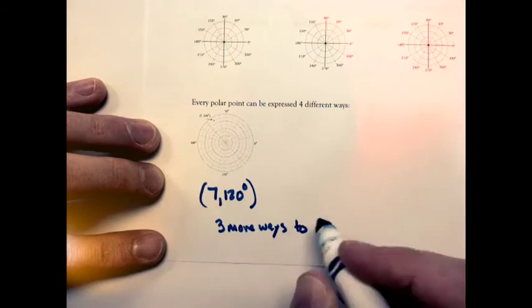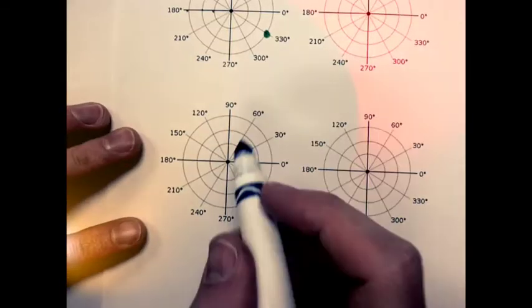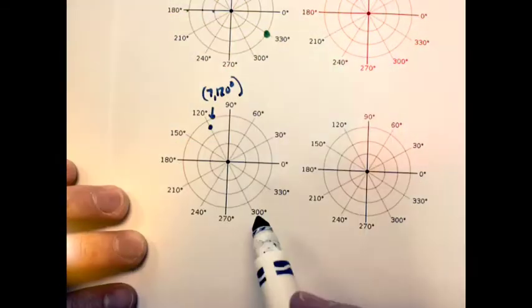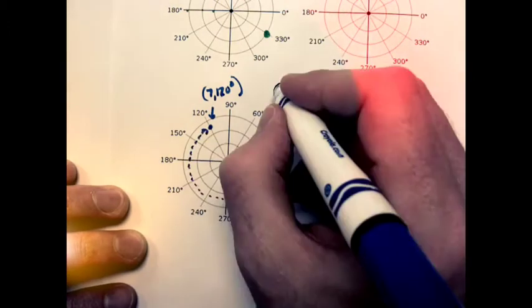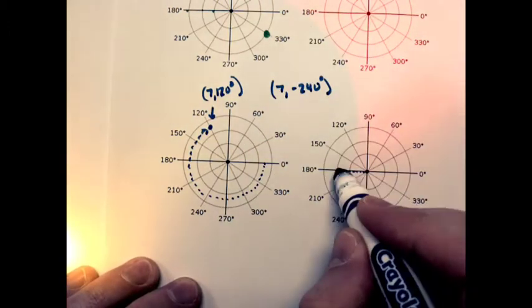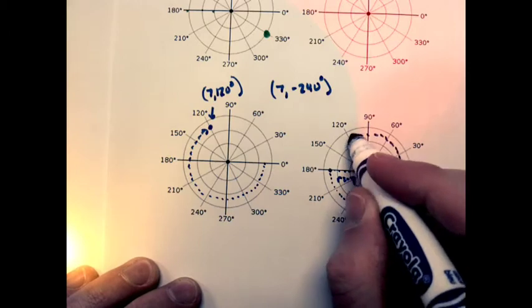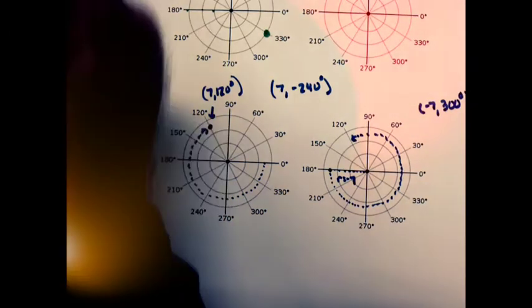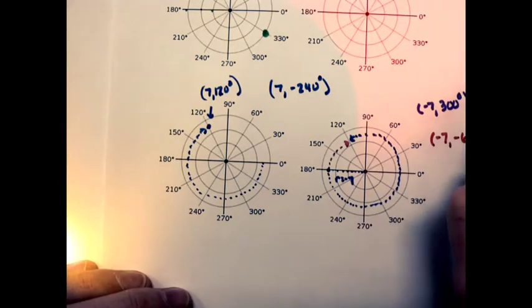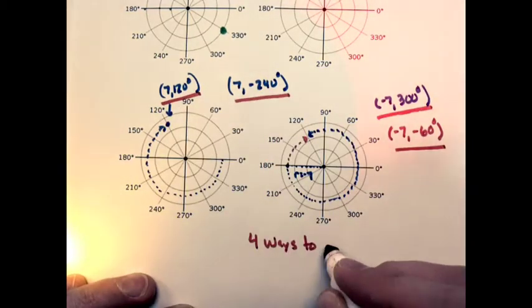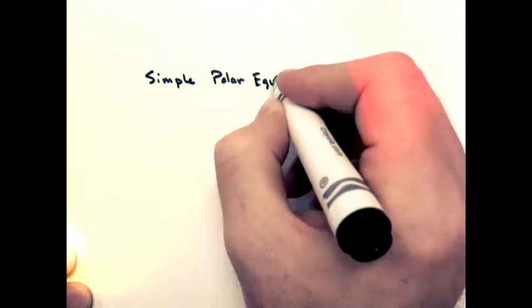Now, if I give you a point, like on the bottom, the point (7, 120°), there are 4 different ways you could write that, and I'll work them out for you here. One way is to go in a negative angle. So 120 degrees is the same as negative 240. You could also go negative 7 and then around 300 degrees and get there, and negative 7 and up negative 60 degrees and get there.